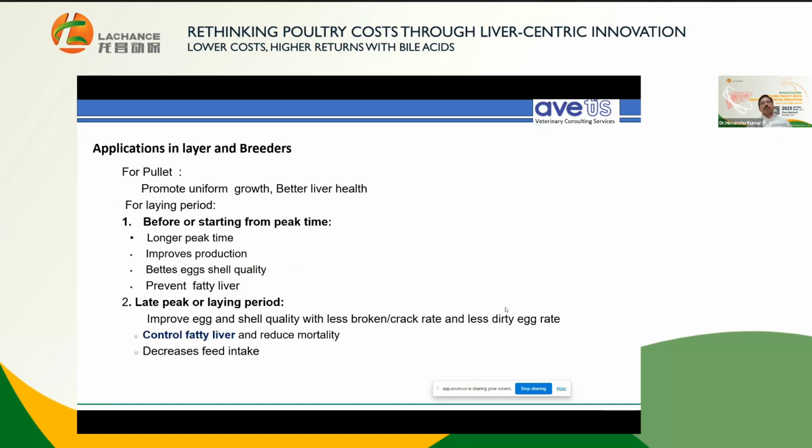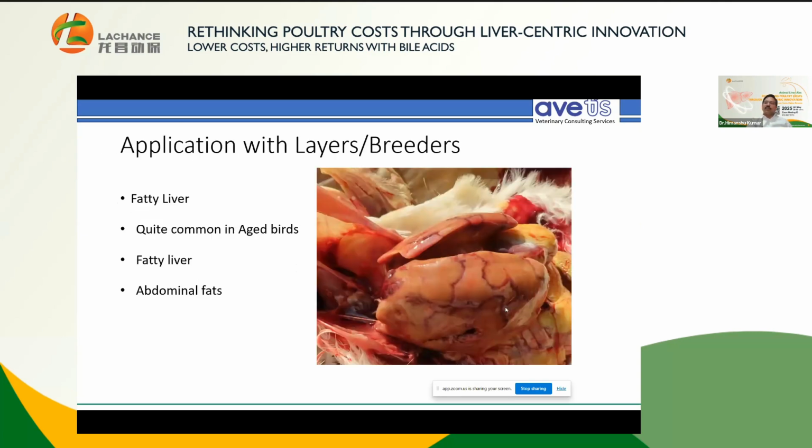Particularly in layers and breeders, it is used for uniform growth, better liver health, and prolonged peak production. It improves production, even egg shell quality, and in the late peak or laying period, old birds anyway get affected by the fatty liver condition, and it really excels in that condition.